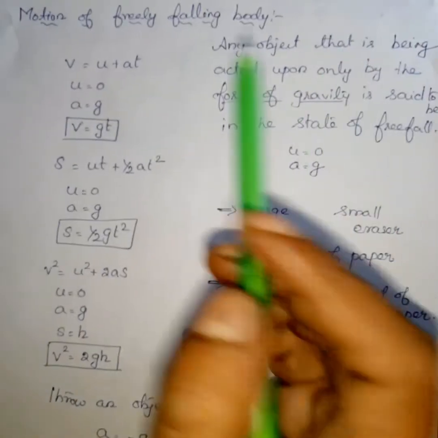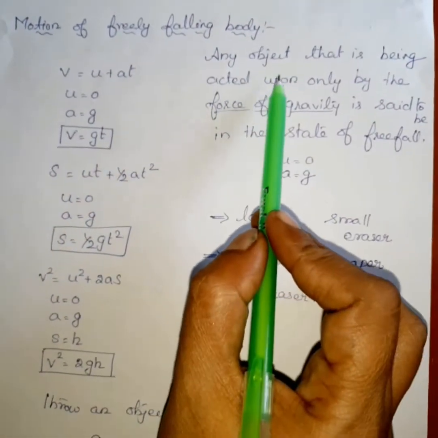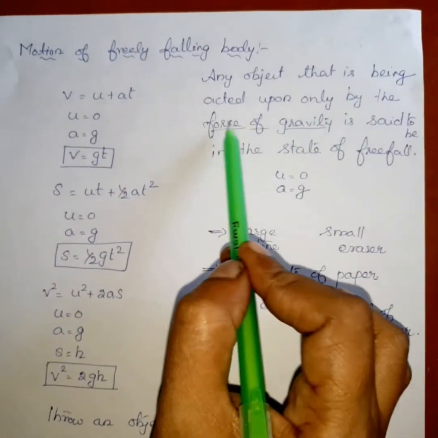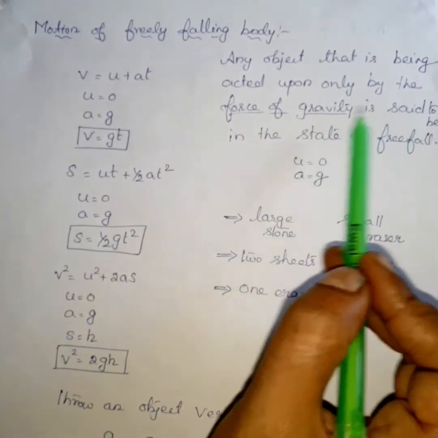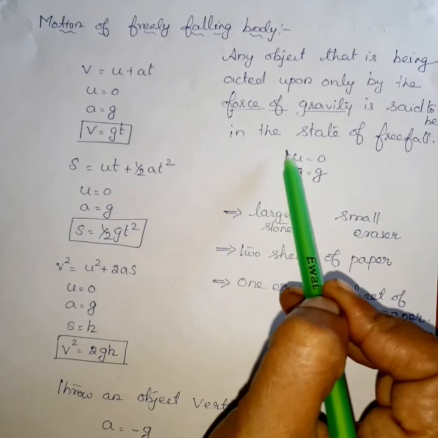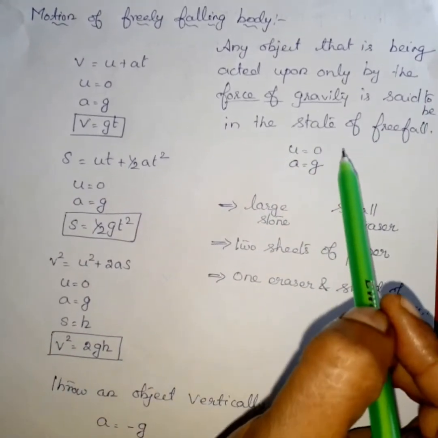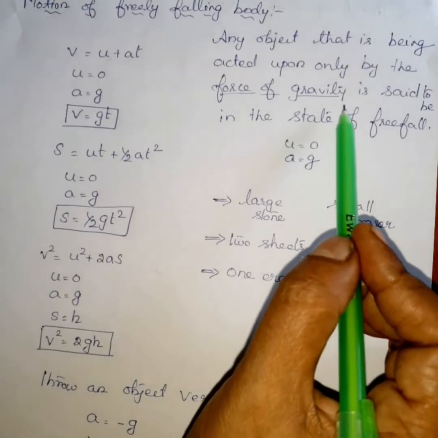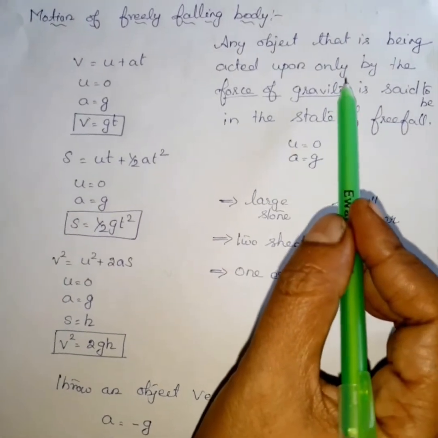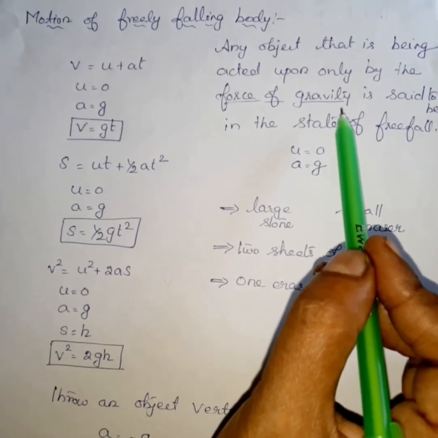Now we are going to study the motion of a freely falling body. Any object that is being acted upon only by the force of gravity is said to be in the state of free fall. So the gravitational force is acting on the object.